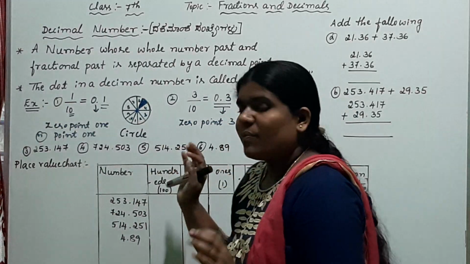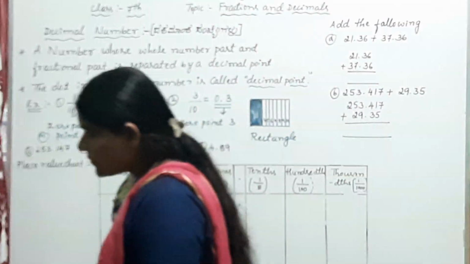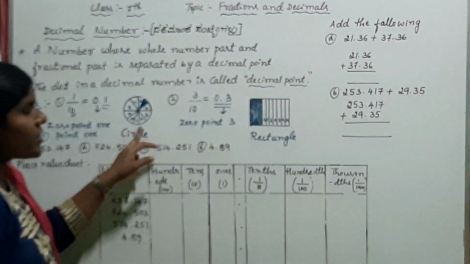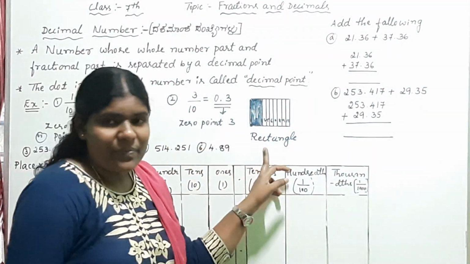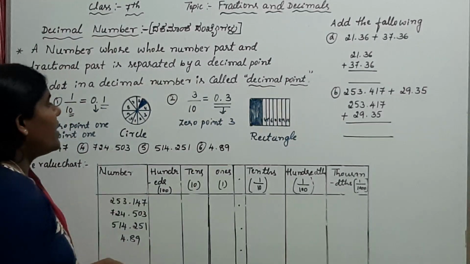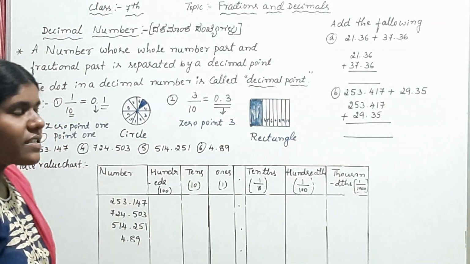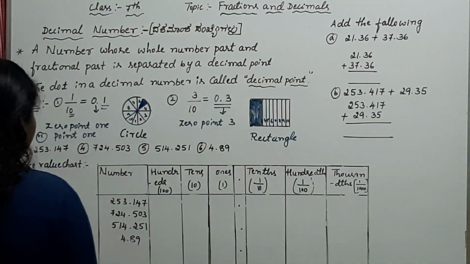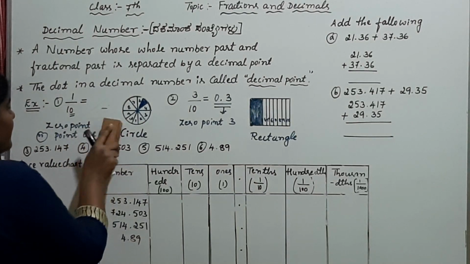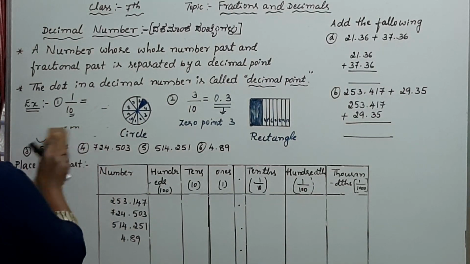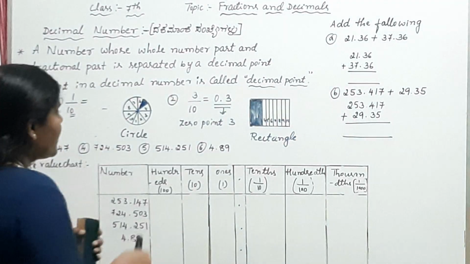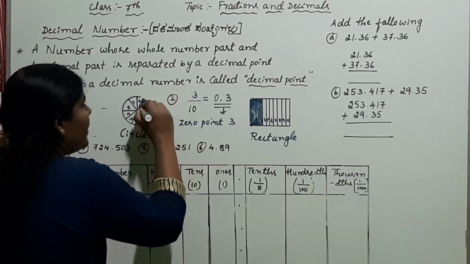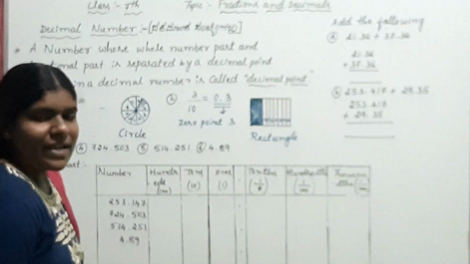Here are some examples I will consider first. Example one uses a geometrical shape. Which shape? This is a circle. The second one, which shape? This is a rectangle. Now you see, children, I will take one circle. I will divide it into 10 equal parts. How many equal parts? 10 equal parts. In these 10 equal parts, how many parts are shaded? I shaded only one part.